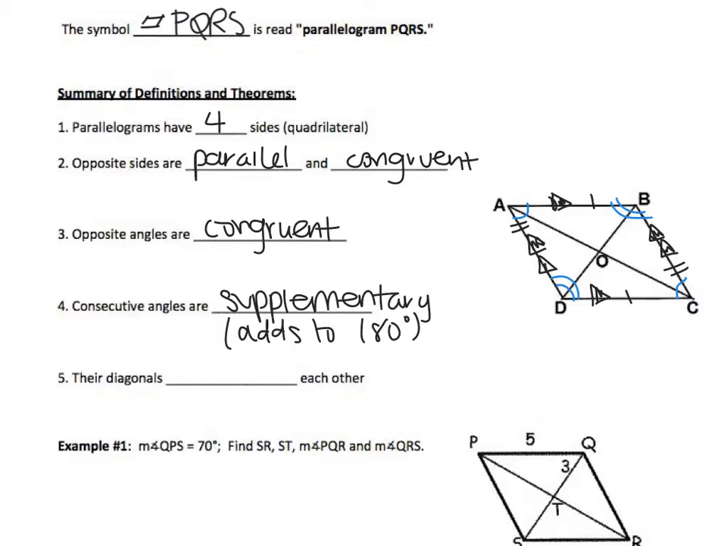And then the last thing we have is that the diagonals bisect each other. So it splits them in half. So they're not necessarily congruent to each other, but they do bisect each other, which means AO is going to be congruent to OC, and then BO is going to be congruent to OD.